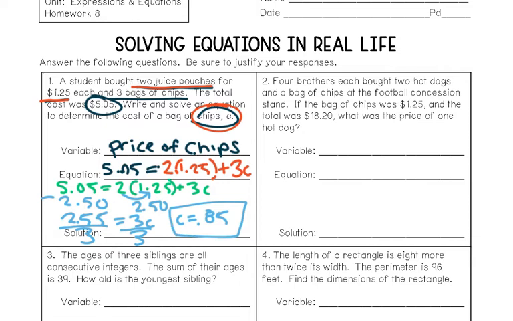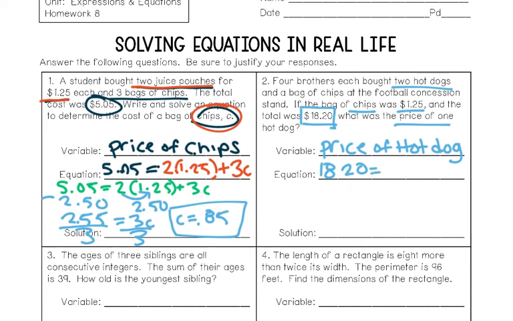Okay, on to number 2. 4 brothers each bought 2 hot dogs and a bag of chips at the football concession stand. If the bag of chips was $1.25 and the total was $18.20, what was the price of one hot dog? Well, we could start with the variable, which we know is going to be the price of a hot dog. Price of hot dog. Now, if we're going to set up our equation, we are going to put the 18.20 at the beginning of our equation because that was the total.